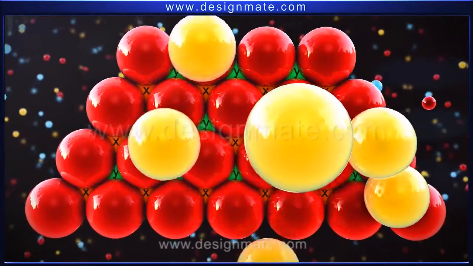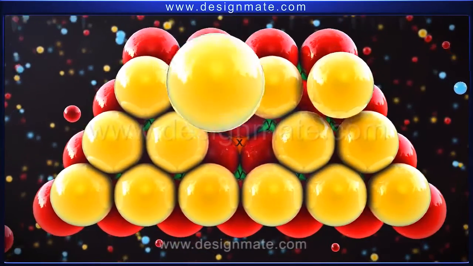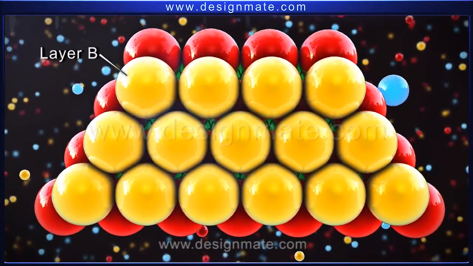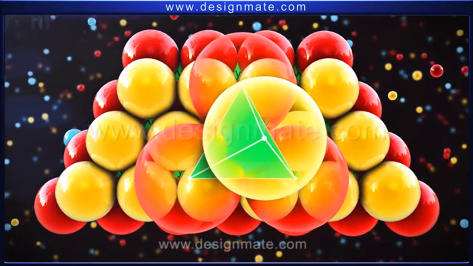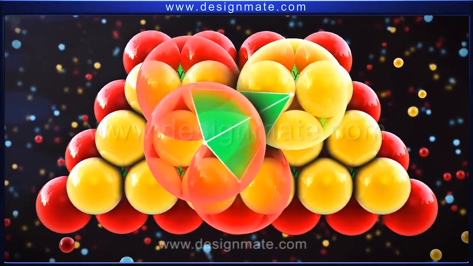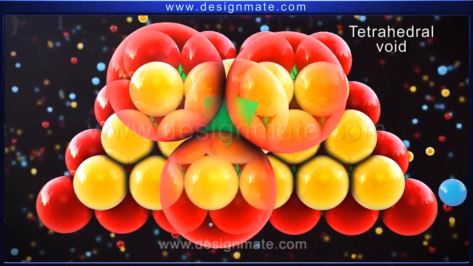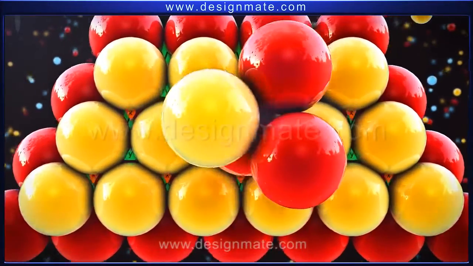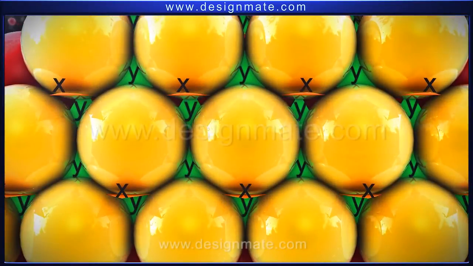Now, place the second layer of atoms on layer A, such that the atoms in this layer occupy the X voids. Let us call this layer B. For every 3 spheres of layer A, there is a corresponding sphere of layer B, placed above these 3 spheres. This forms a tetrahedron, and this void is thus called a tetrahedral void. Layer B also has X voids and Y voids. Notice that the Y voids of layer A coincide with the X voids of layer B.